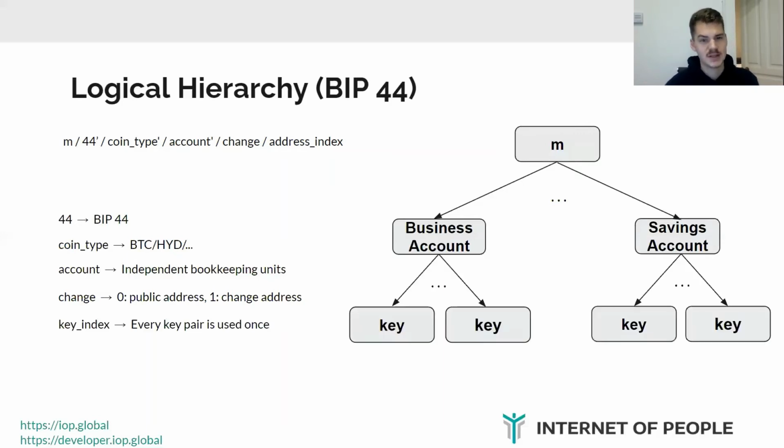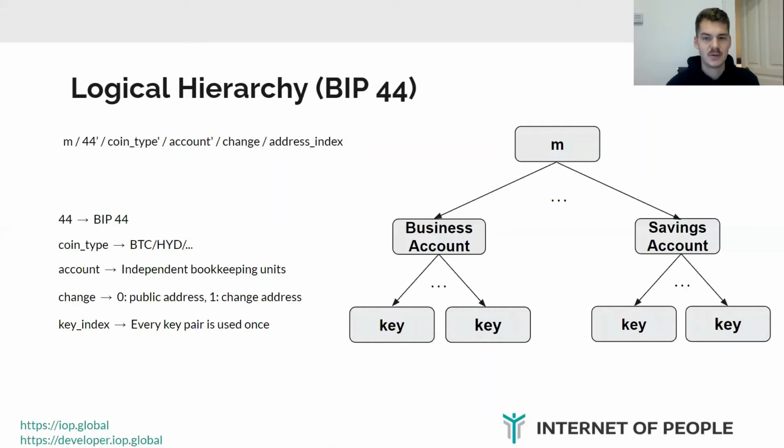The next field is address index. This ensures that multiple keys can be tied to one business account so that you can use one key per transaction. One account has 2 to the 31 keys, so running out of keys is not an issue.